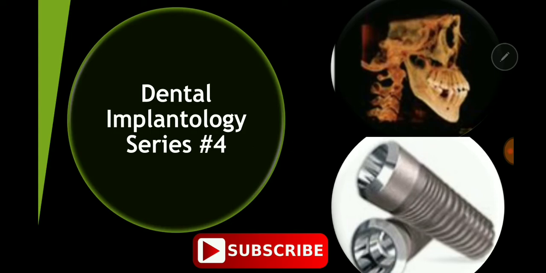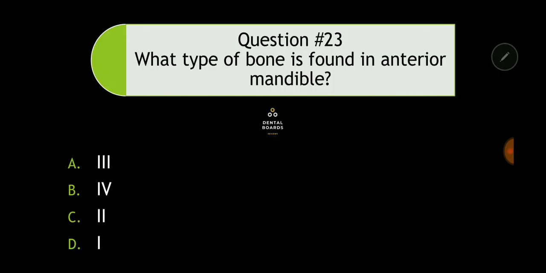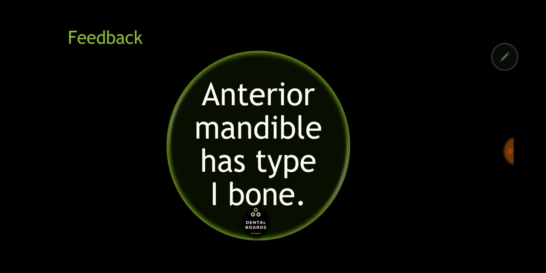Question number 23. What type of bone is found in the anterior mandible? You're supposed to know: is it type 3 bone, type 4 bone, type 2 bone, or type 1 bone? The anterior mandible has type 1 bone. You're supposed to know this. This is a given; it's something you need to memorize.